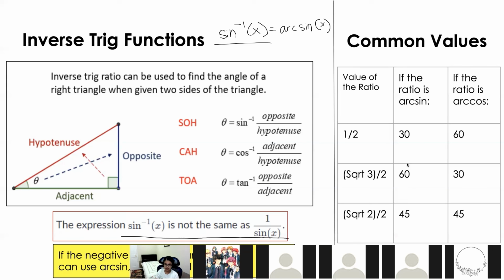Does that make sense? I know it's pretty confusing with the exponent. Okay, so basically that's what we did. As you can see in the yellow box, if the negative exponents are confusing you, you can just use arcsine instead. And over here, I won't go over this. You should just have these memorized. And I think we're almost out of time.